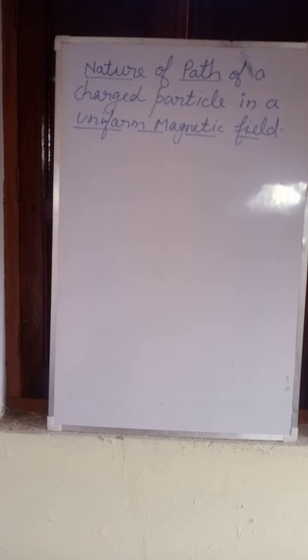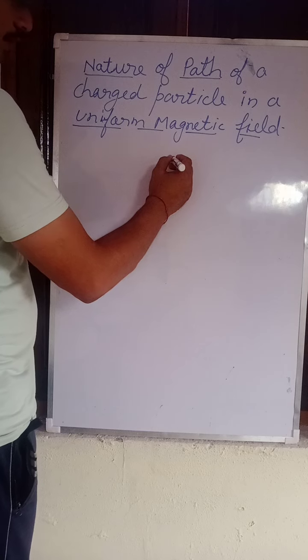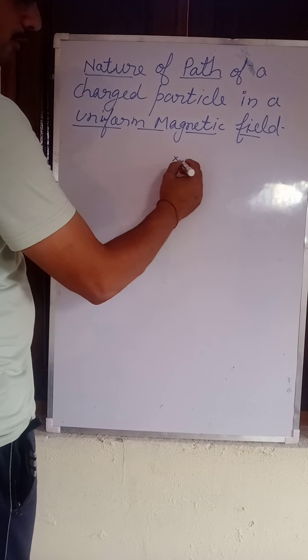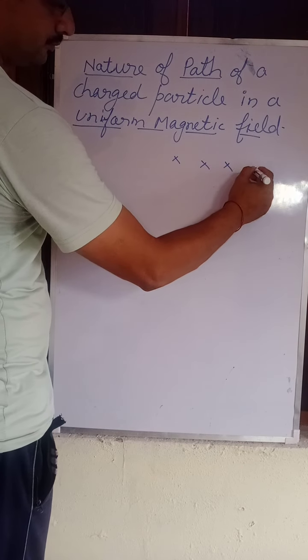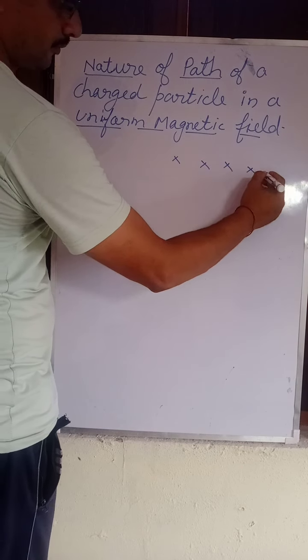So, first of all, we take a uniform magnetic field present like this. Cross symbols represent that the magnetic field is into the plane.